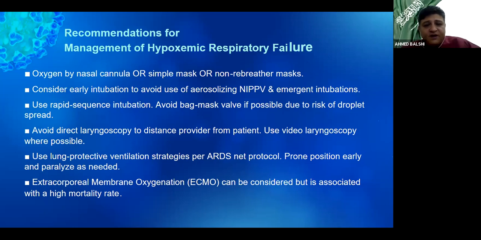Use a protective ventilation strategy when you have ARDS, and prone the patient. Put the patient in prone position, even if the patient is not on mechanical ventilation and is still spontaneously breathing; I ask him to self-prone, which improves the hypoxemia. ECMO is for refractory hypoxemia, and you refer the patient to the ECMO team to check the criteria for ECMO, whether he really fits for ECMO or not.